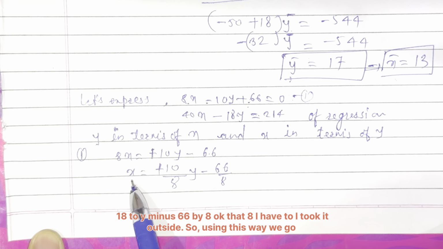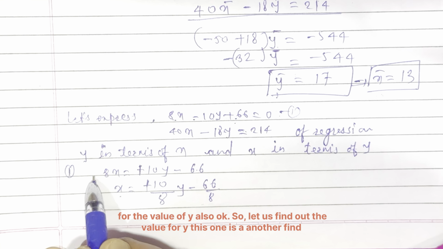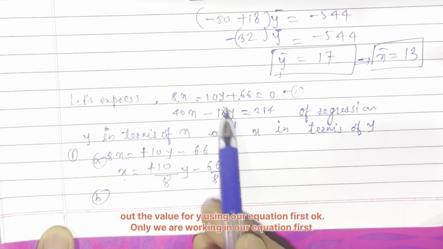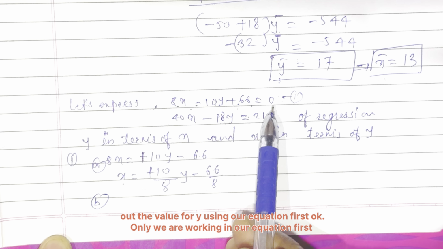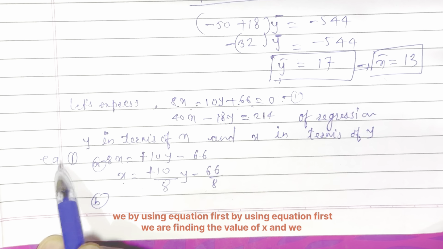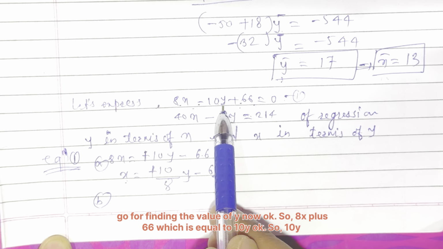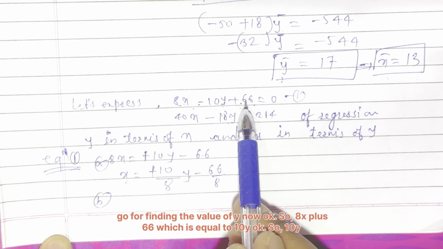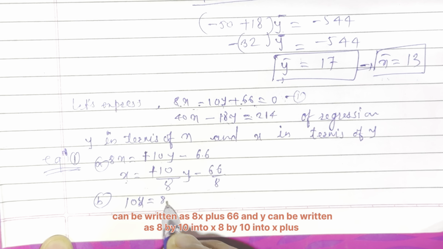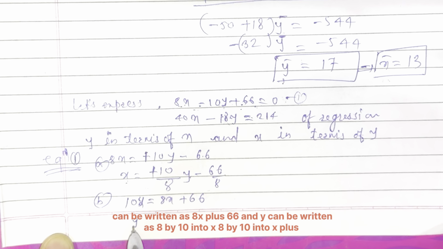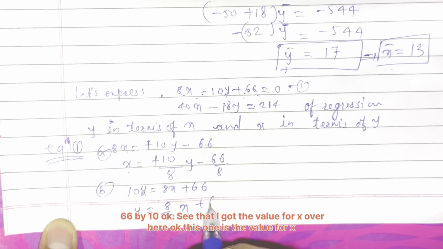Using this way we go for the value of y also. So let's find out the value for y, using our equation first. Only we are working in our equation first. By using equation first we found the value of x, and now we go for finding the value of y. So 8x plus 66 which is equal to 10y. So 10y can be written as 8x plus 66, and y can be written as 8 by 10 into x plus 66 by 10.